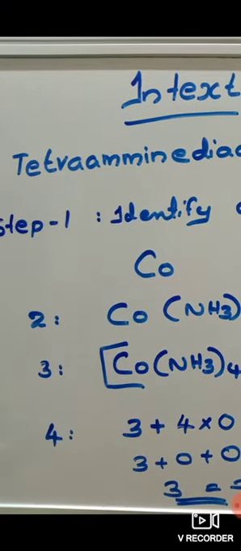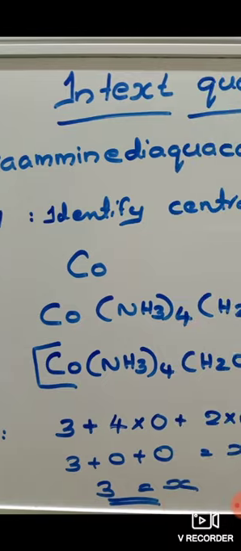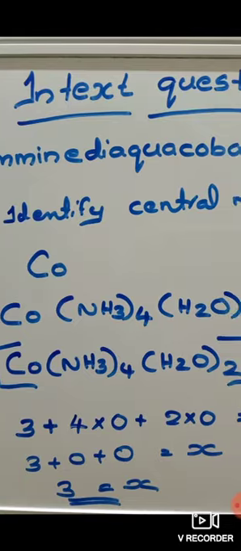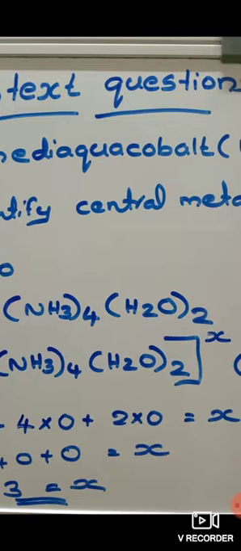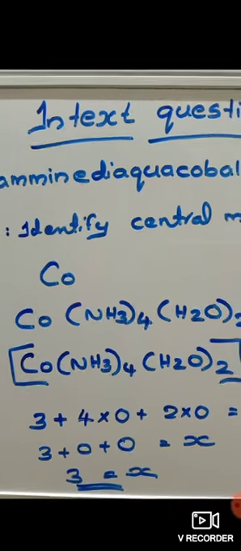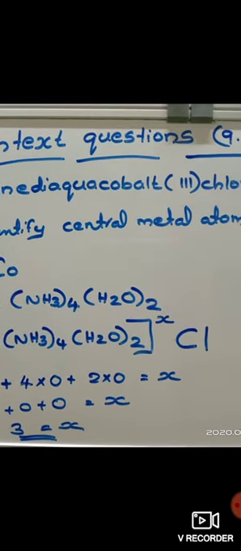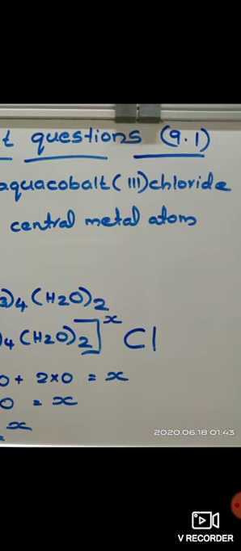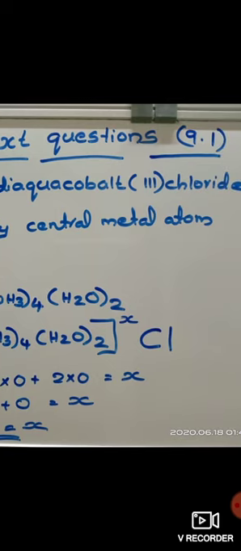After the central metal atom, we can write the ligands in alphabetical order. Tetraammine, that is NH3 4 times, diaqua, H2O 2 times. Put everything in square brackets. The counter ion in this case is chloride. So, after the square bracket, we can write Cl minus.